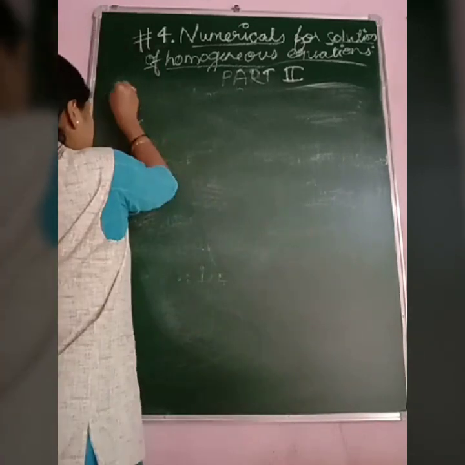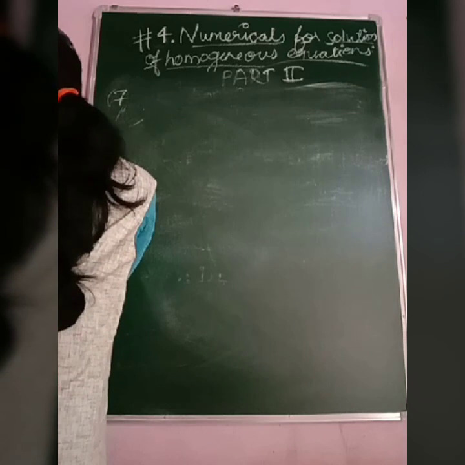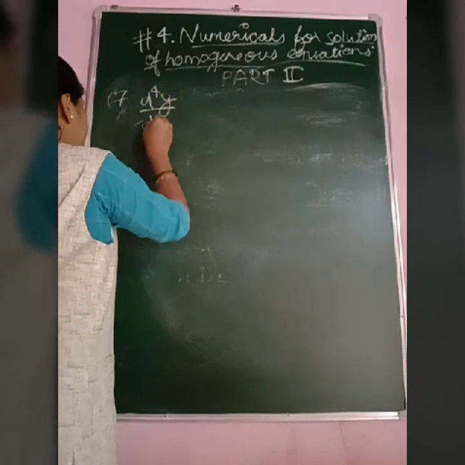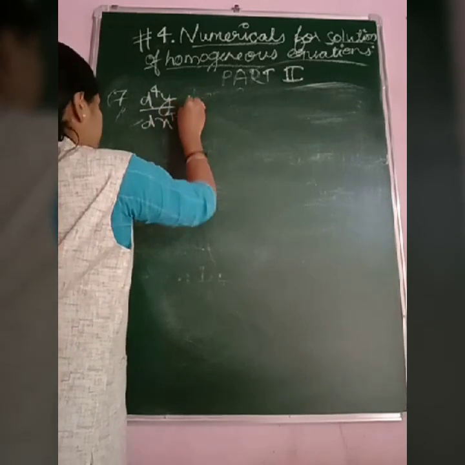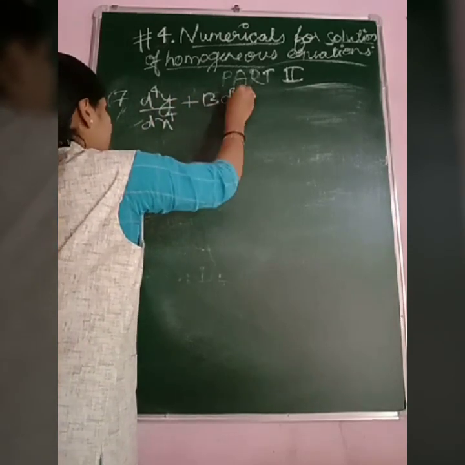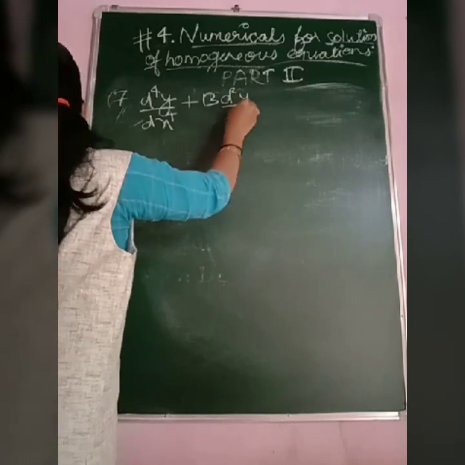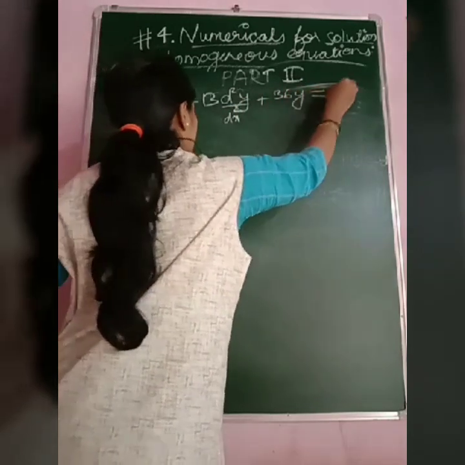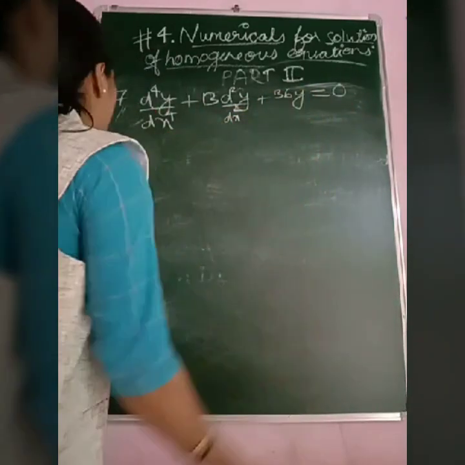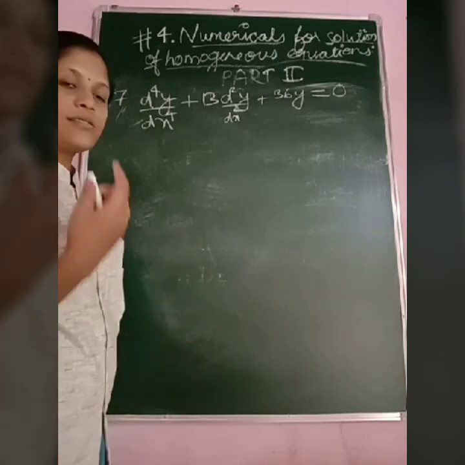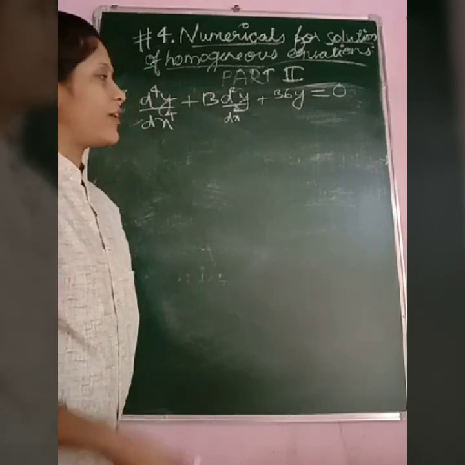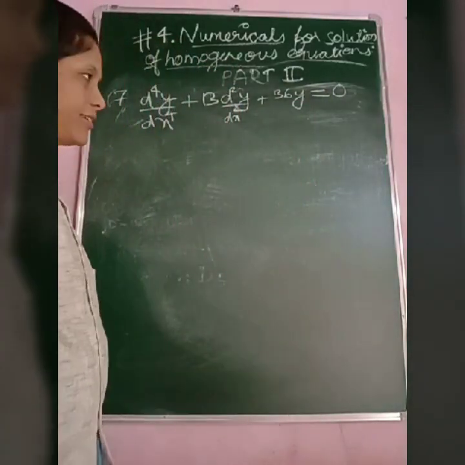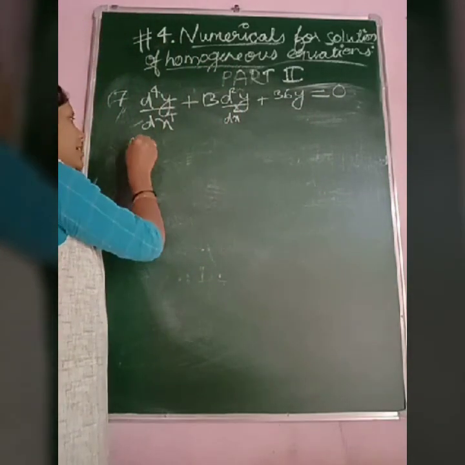So the 7th question is: solve d^4y/dx^4 + 13 d^2y/dx^2 + 36y = 0. Right? So this is the given question again in the same fashion. RHS is 0, so it is going to be just a homogeneous linear differential equation. Let us consider the auxiliary equation.